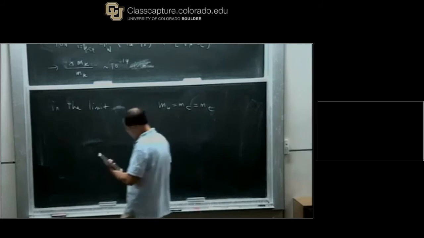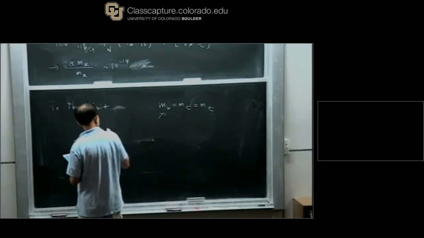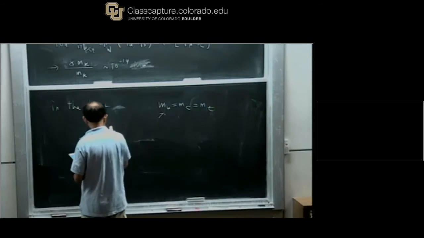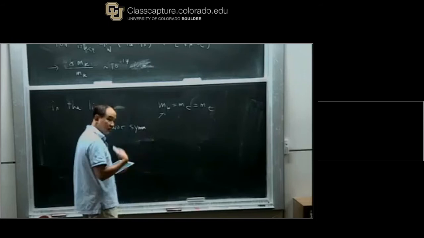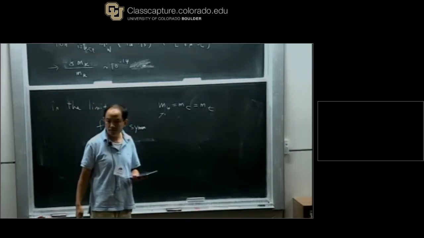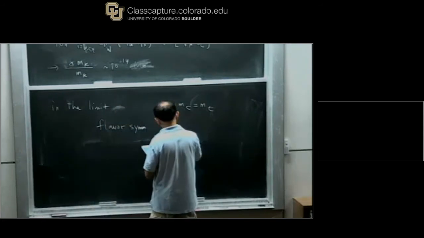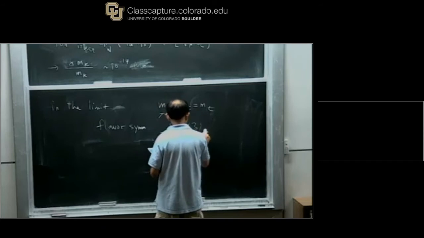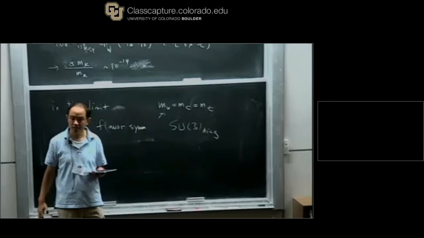So in fact in this limit I have a new flavor symmetry, which is not left, not right, but a diagonal subgroup. Because I already turned on the quark mass, it's the SU(3) diagonal.